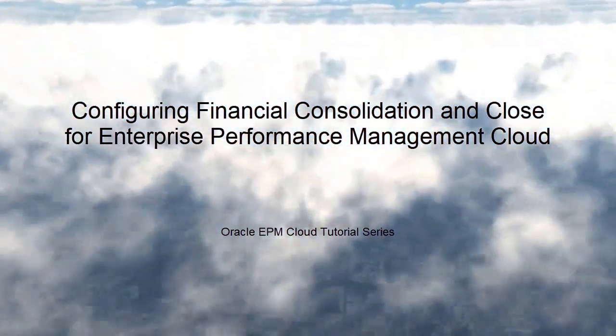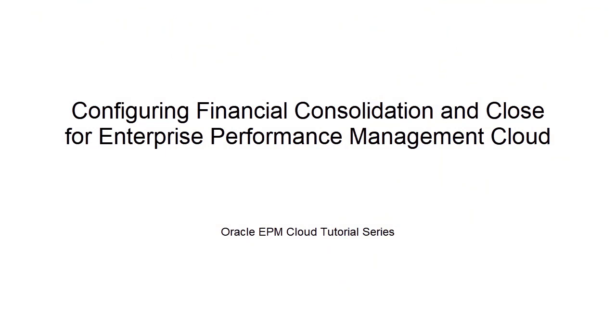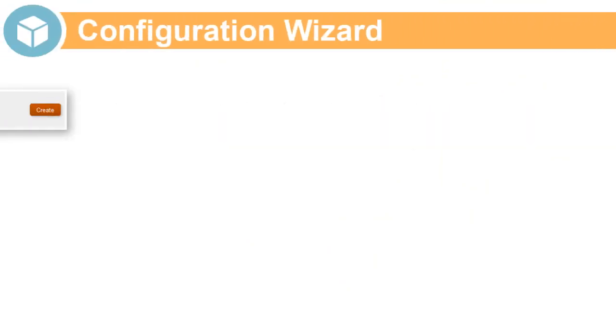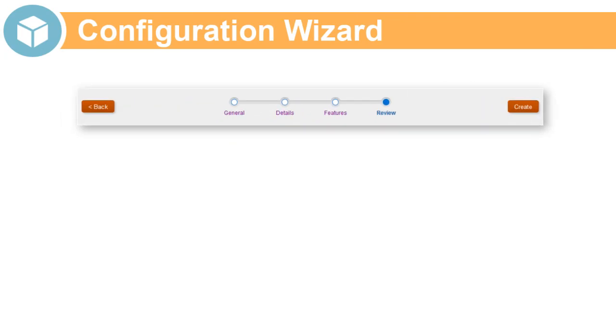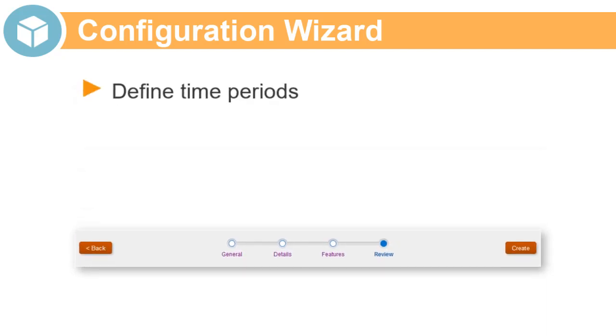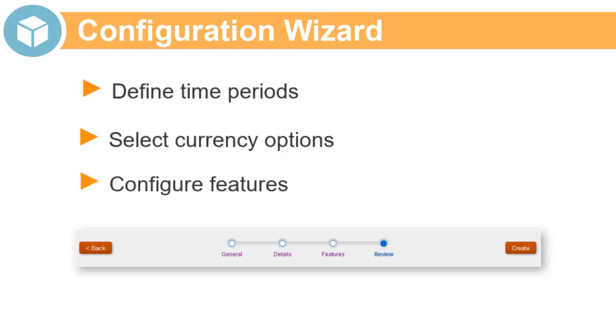In this tutorial, we show you how to configure Financial Consolidation and Close for Enterprise Performance Management Cloud. You use the Configuration Wizard to configure the Financial Consolidation and Close business process. The wizard guides you through the process of defining time periods, selecting currency options, and configuring features such as journals and custom dimensions.